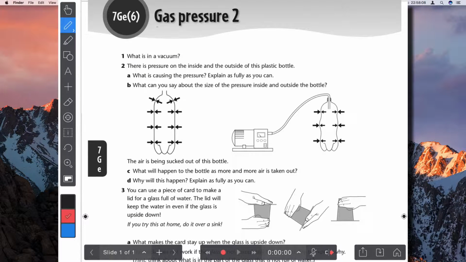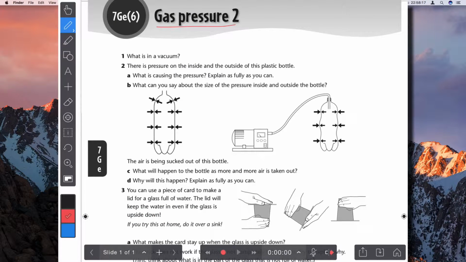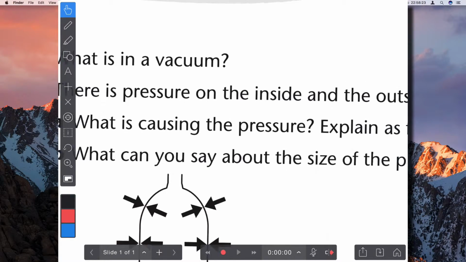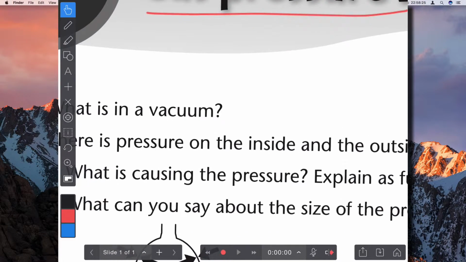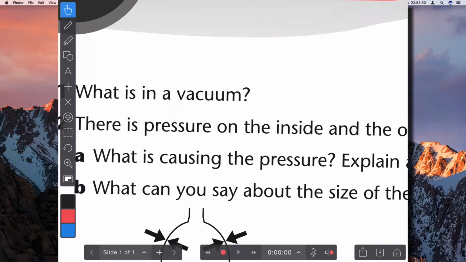About gas pressure. And the first question asks, what is a vacuum? So a vacuum is just a region in space where air has been pumped out. Okay, so if you remove all the air, then you're left with a vacuum.